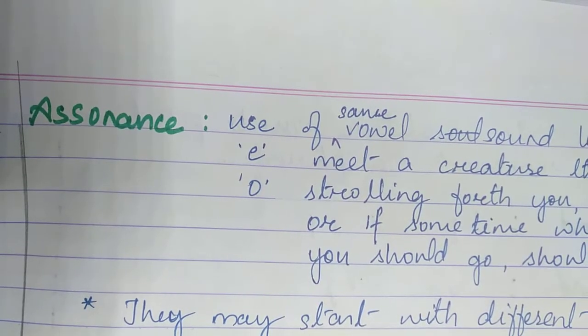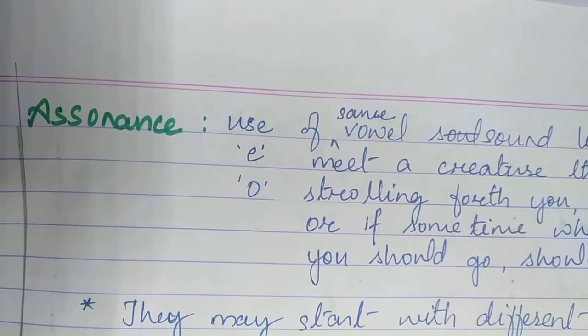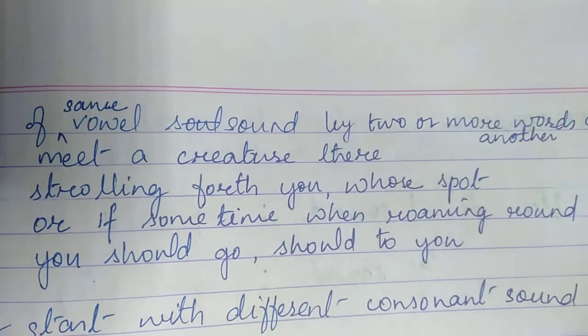The next poetic device in this poem is assonance. Assonance is use of the same vowel sound by two or more words.